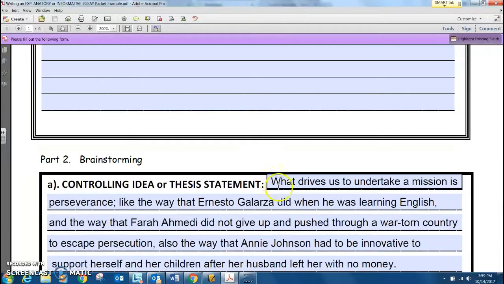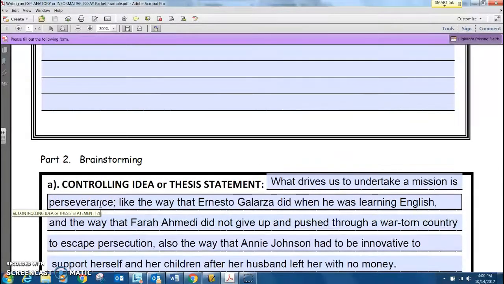And we turned it into a statement. What drives us to undertake a mission is, right here. And then we generalized something that everybody they were going to write about had in common. So in this case, we chose perseverance. They could choose a word that is related to all of their characters that they're choosing. Perseverance might not be the best word for the characters that they've chosen.